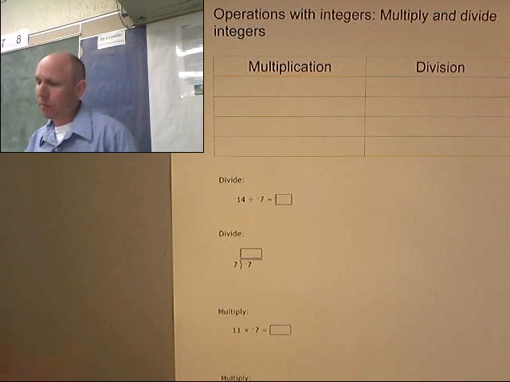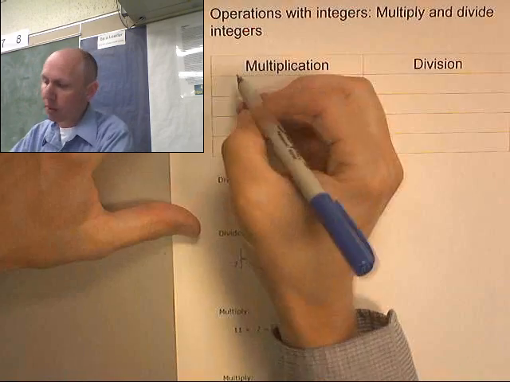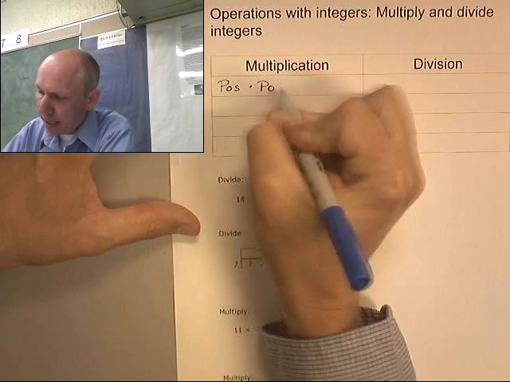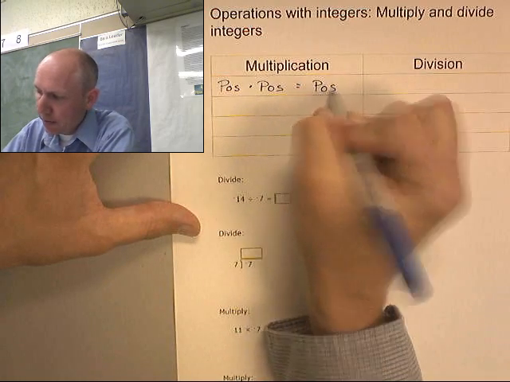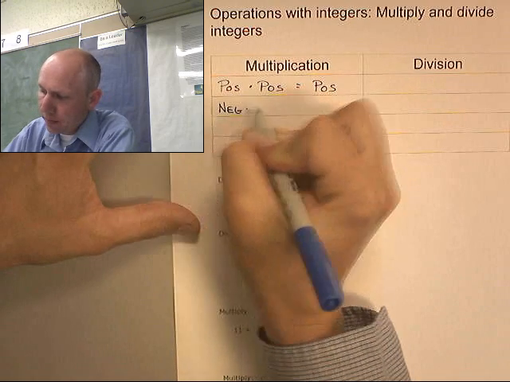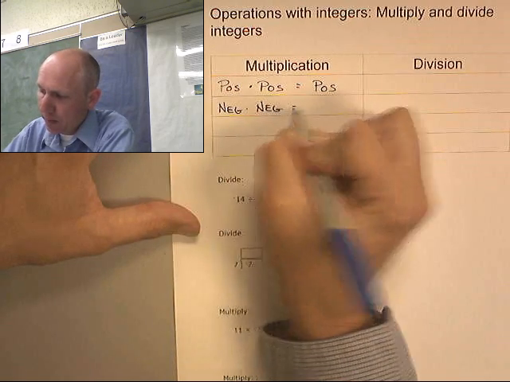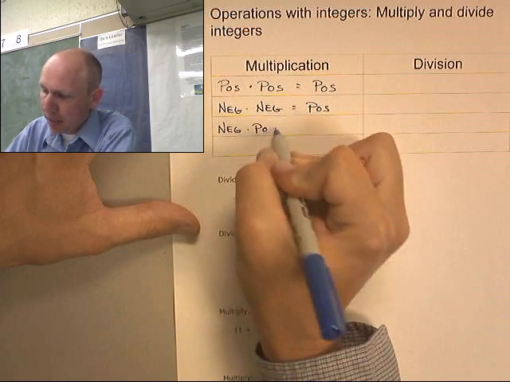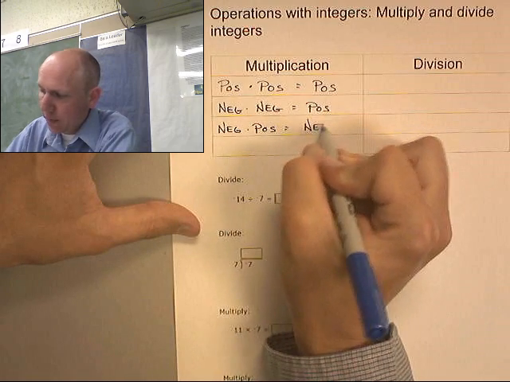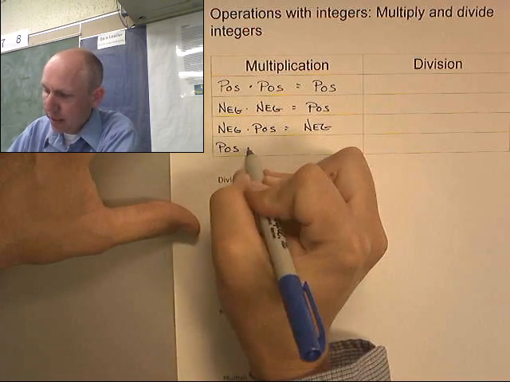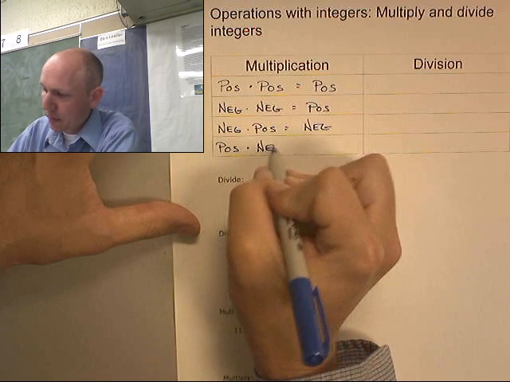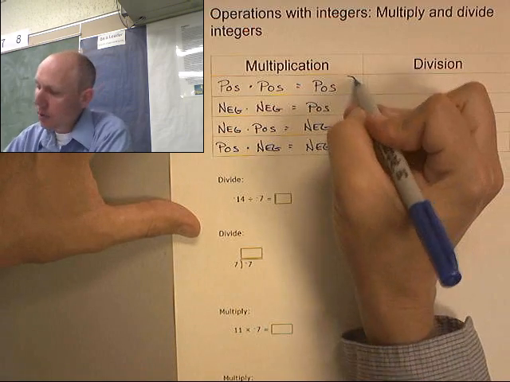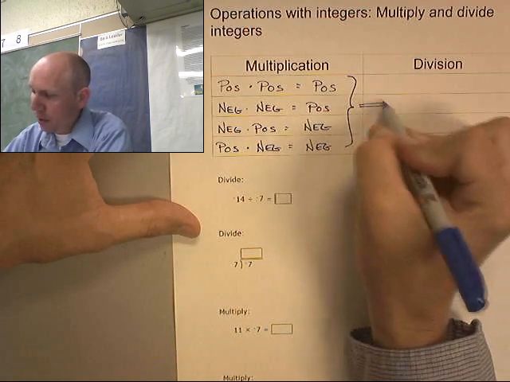Here we go. Here are the rules that we learned last time. So multiplication rules, we know that a positive times a positive equals a positive. Then a negative times a negative equals a positive. Then a negative times a positive equals a negative. And that a positive times a negative equals a negative. And I think you know that all these same rules also apply over here.